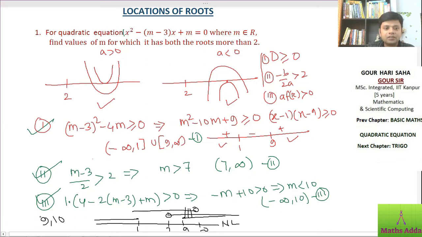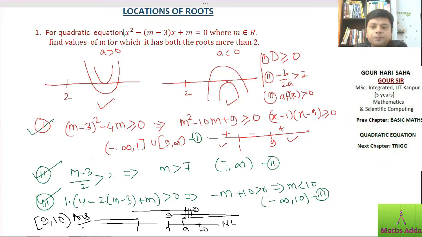I can see 9 is there, 10 is not there. This is your answer, 9 to 10. So this means if m is from 9 to 10, 9 closed, 10 open, then this quadratic equation will have both the roots more than 2. Right? Let's take one more example.